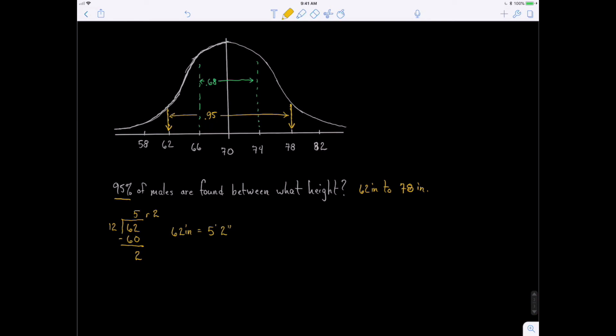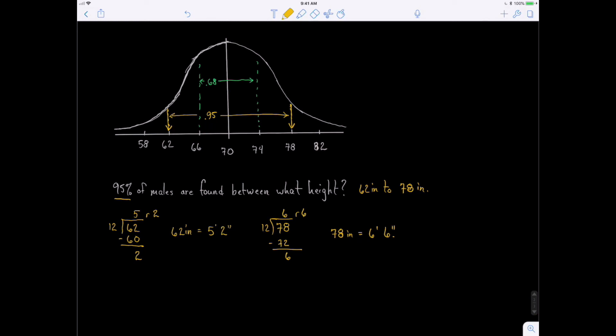And let's do that again. And 78, we take that and divide it by 12. 12 goes into 78, I think it's 6 times. So 12 times 6, that's 72. Subtract, that's 6, and there's my answer. So I have a remainder of 6, so I would say that 78 inches is equal to 6 feet 6 inches.